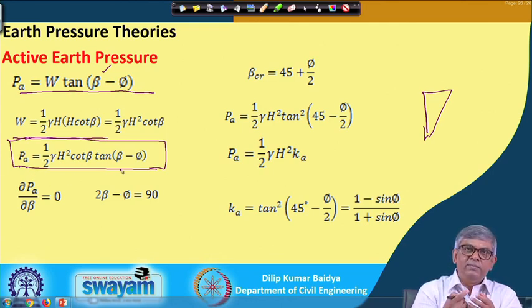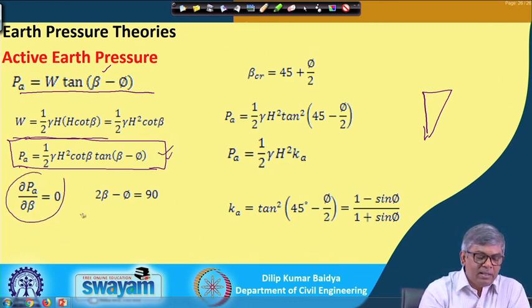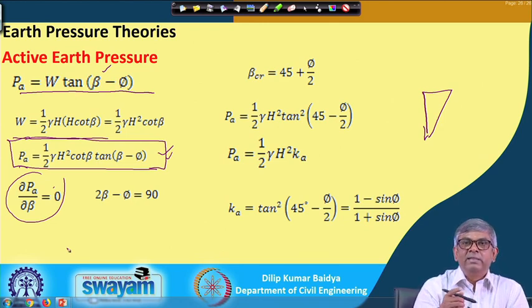Now, if I differentiate P A in terms of beta and set it to 0, that gives you an equation for beta critical, and solving that I will get the value of beta critical. If I substitute that beta critical in this equation, I am supposed to get the minimum earth pressure. So, that is the concept used here. If I differentiate P A with respect to beta and equate it to 0, that is the maxima-minima condition: we differentiate the function and set it to 0.